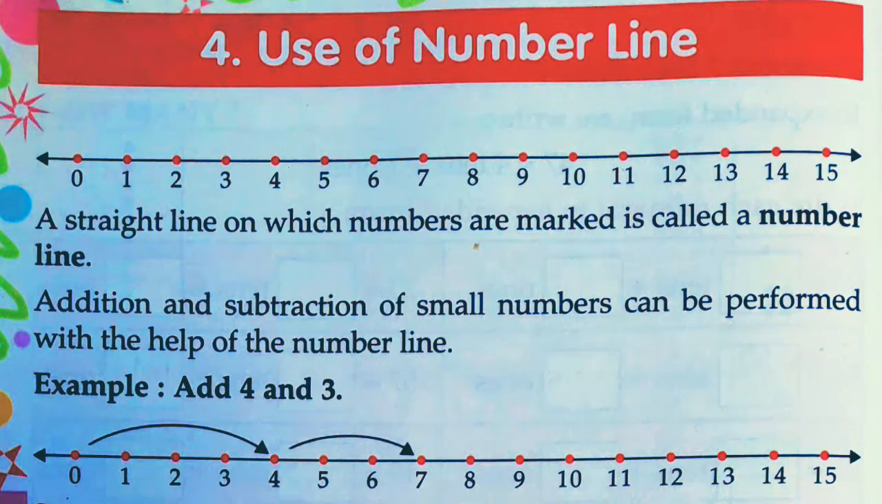First we have to take 4 steps. From 0, when we will take 4 steps, we will reach at 4. You see the picture? Then again 3 steps forward. From 4, when we will go forward 3 steps, then we will reach 5, 6 and 7, then 3 steps. So the addition of 4 and 3 is 7. You see the picture? Okay.